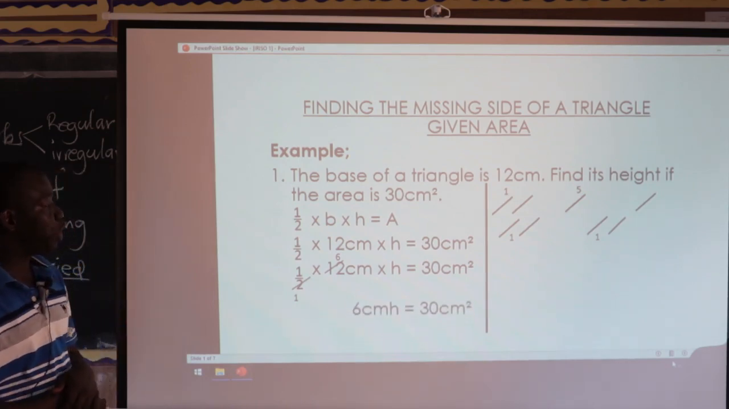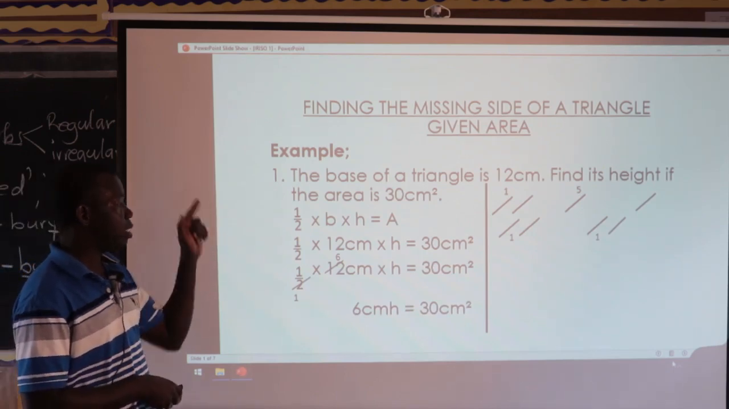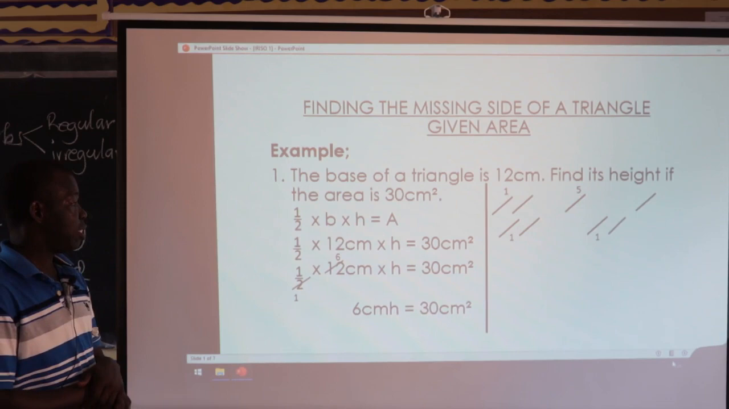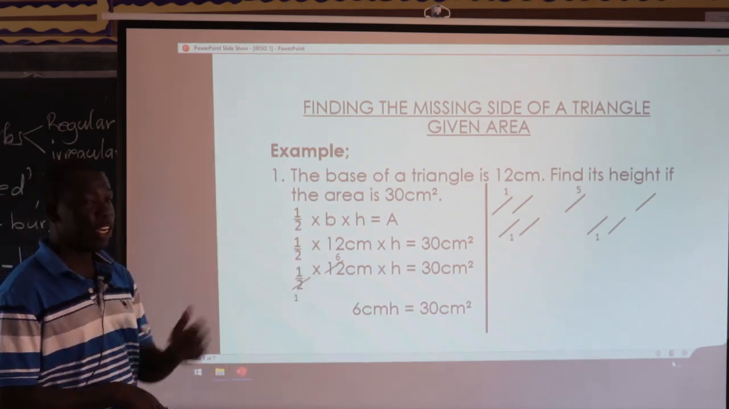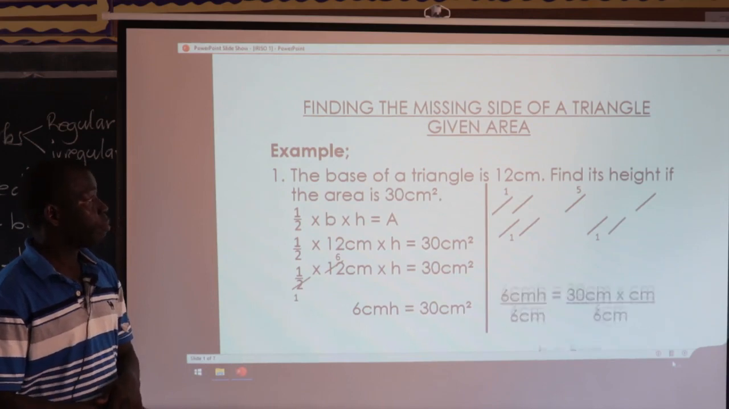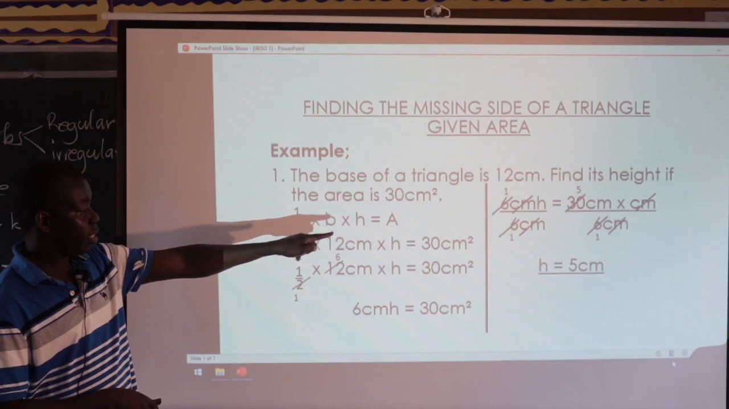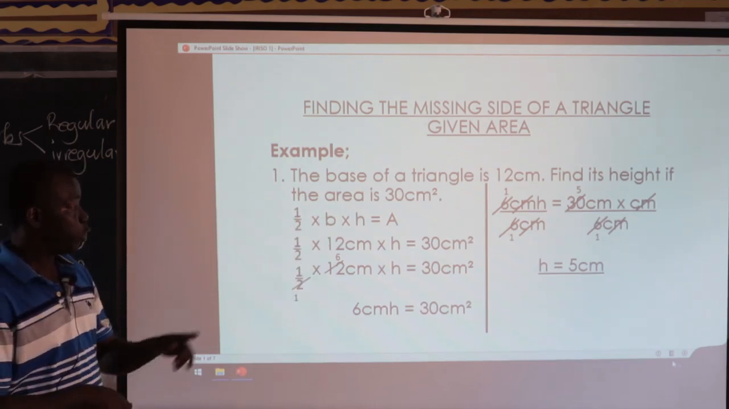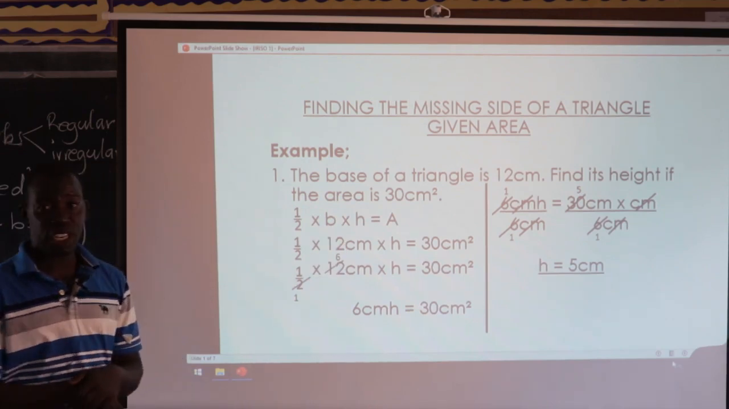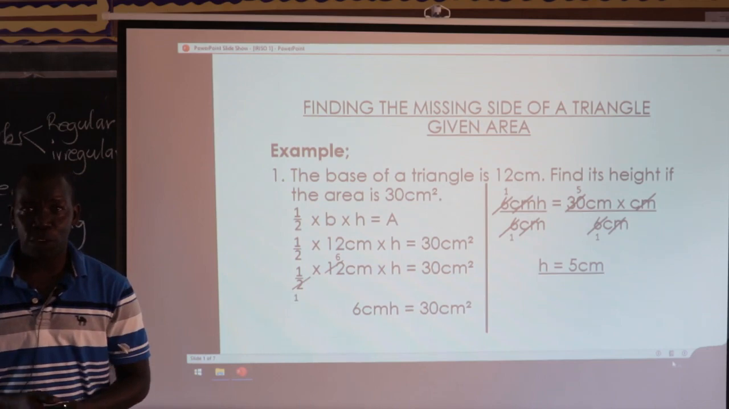Giving us our fourth step as we now multiply 6 centimeters times h, and that is 6h centimeters. Good? Then we move on. After this, remember the question is asking us to find the value of h. So what is the coefficient? The coefficient is 6 centimeters. We are making h the subject of our equation.